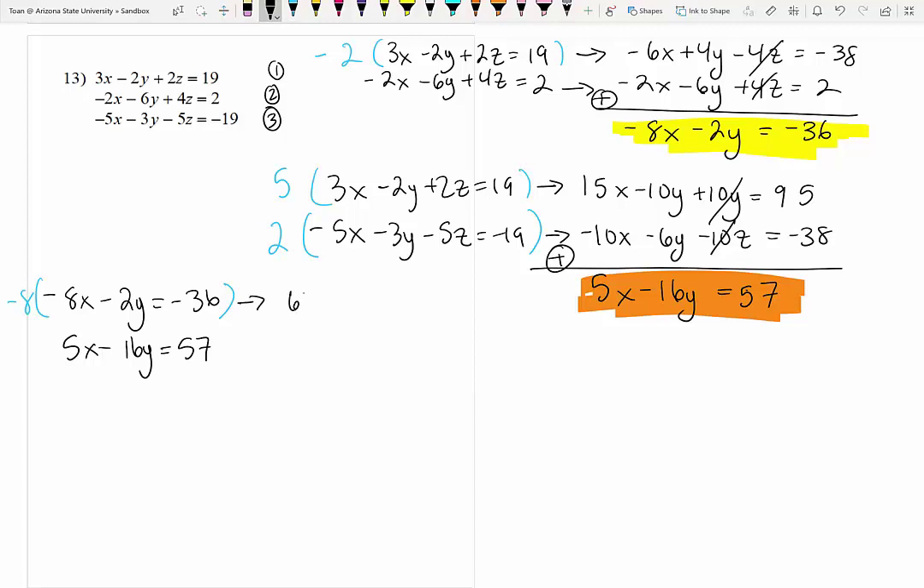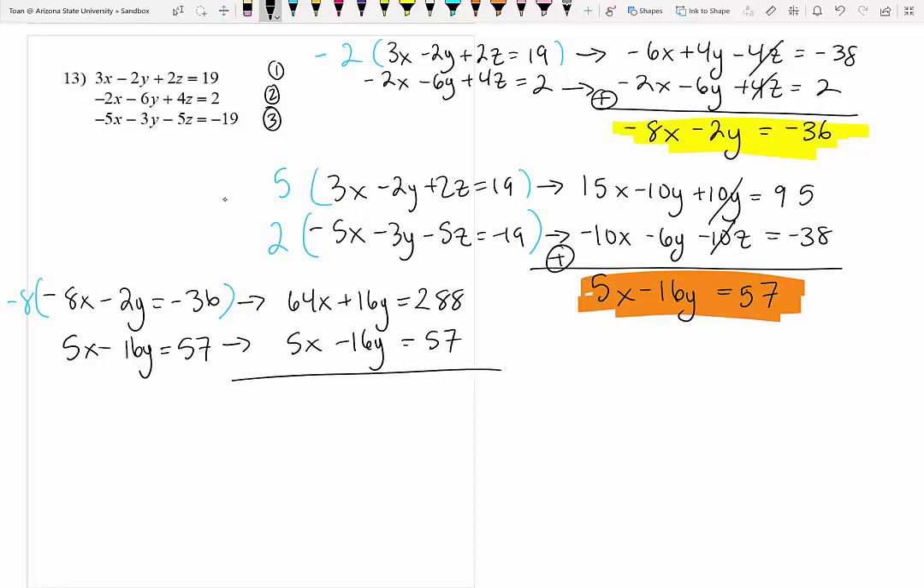giving us a positive 64x plus 16y equals 36 and 8. So that's a 48, 4, 24, 28. So a positive 288. And then we don't have to do anything with the bottom equation. 5x minus 16y equals 57.